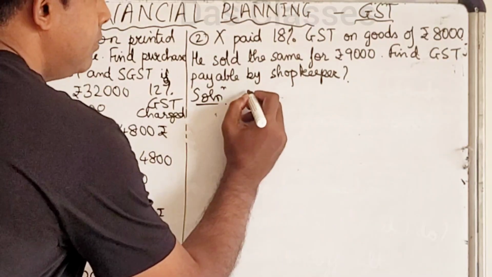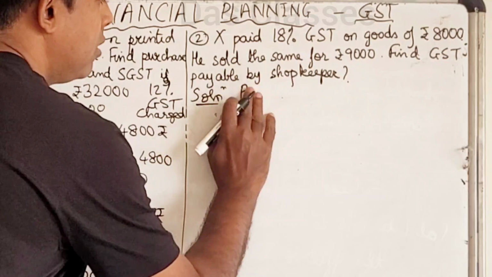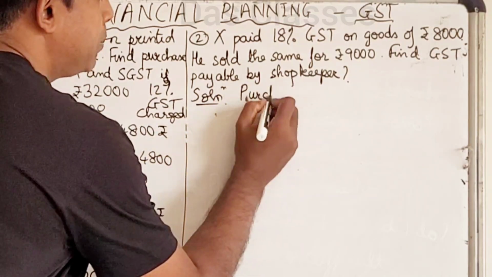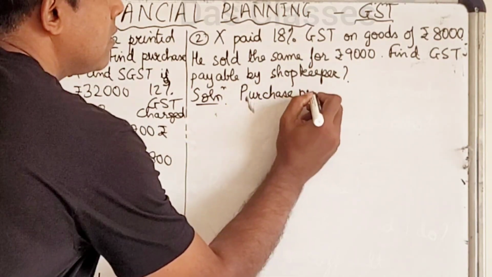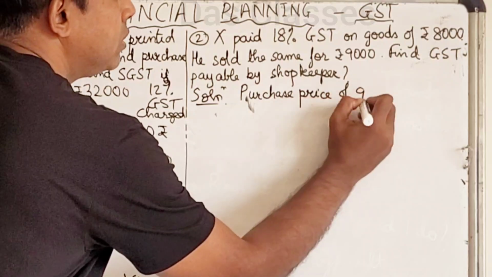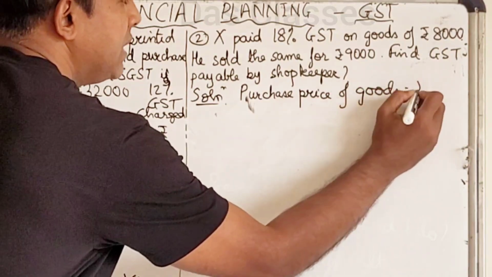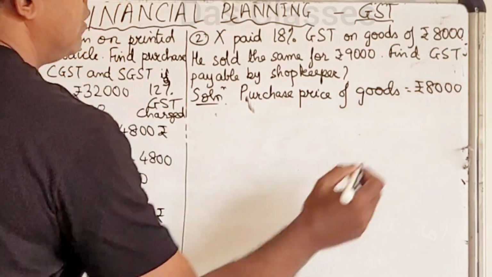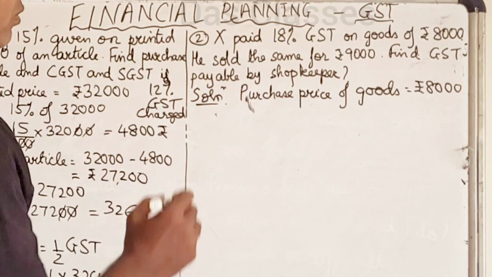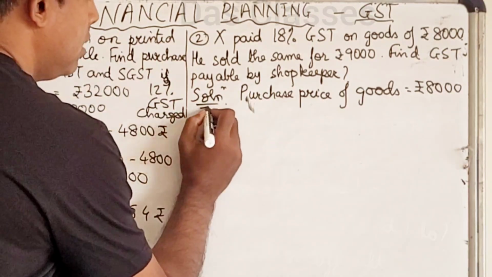So purchase price of goods is rupees 8,000. Okay, so what would be the input tax?